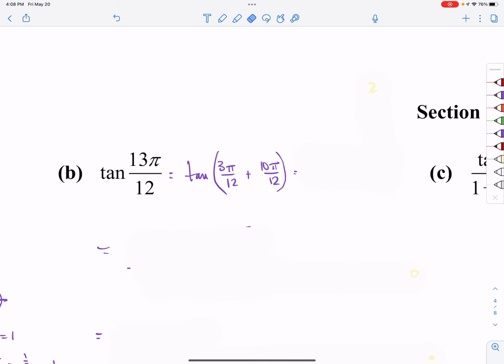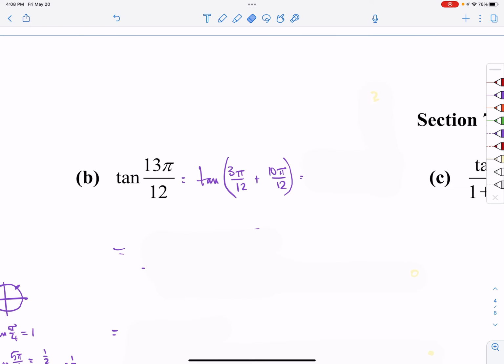In this particular one, I've chosen 3 pi over 12 plus 10 pi over 12. Let's see, is that the only option? No, you could have chosen a 4 pi over 12 plus a 9 pi over 12. So there are a few different options that you have for this. Now let's go ahead and reduce both of our fractions. That's going to be a pi over 4 and a 5 pi over 6. At this point, this is the left side of our identity.